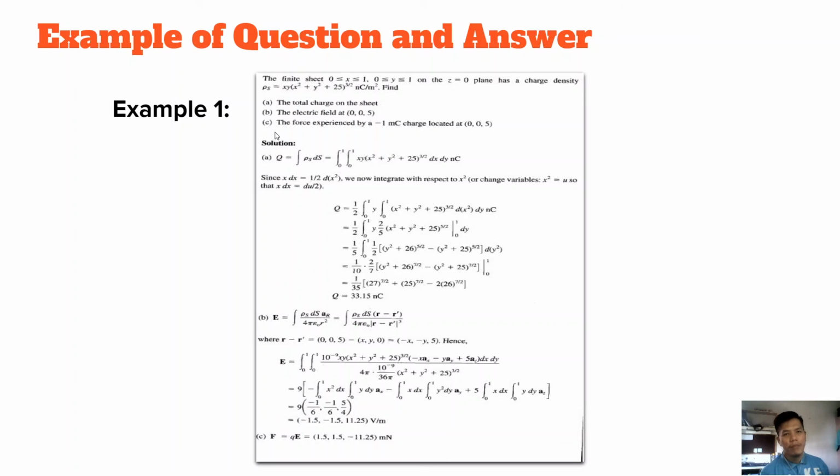For the next question C, the question asks to find the force. So force equals to QE. Q has been given from the question, negative 1 microcoulomb. E is the final answer of part B. So we just multiply and we get the answer 1.5, negative 11.25 micronewton.